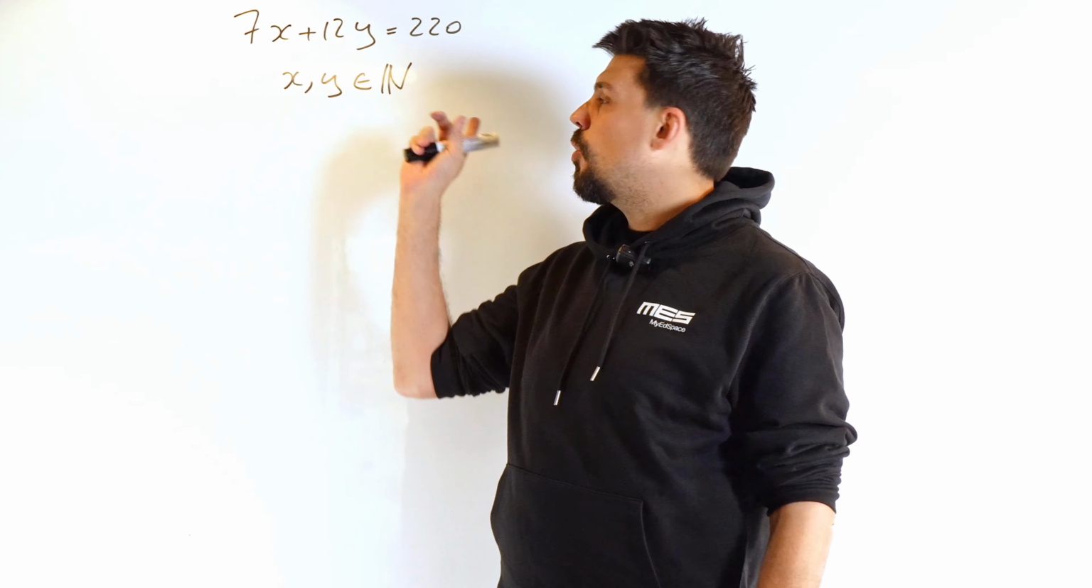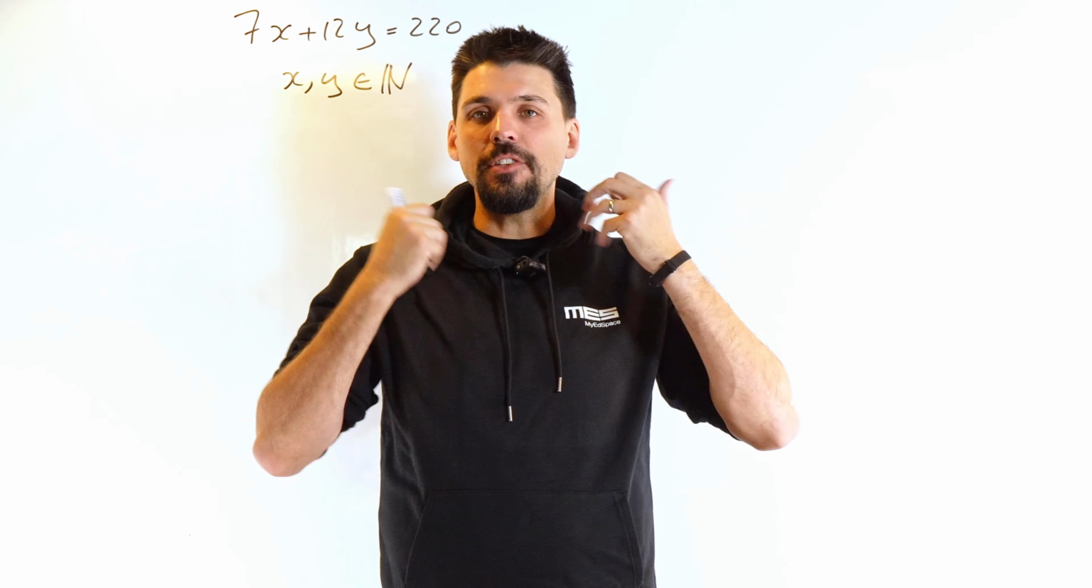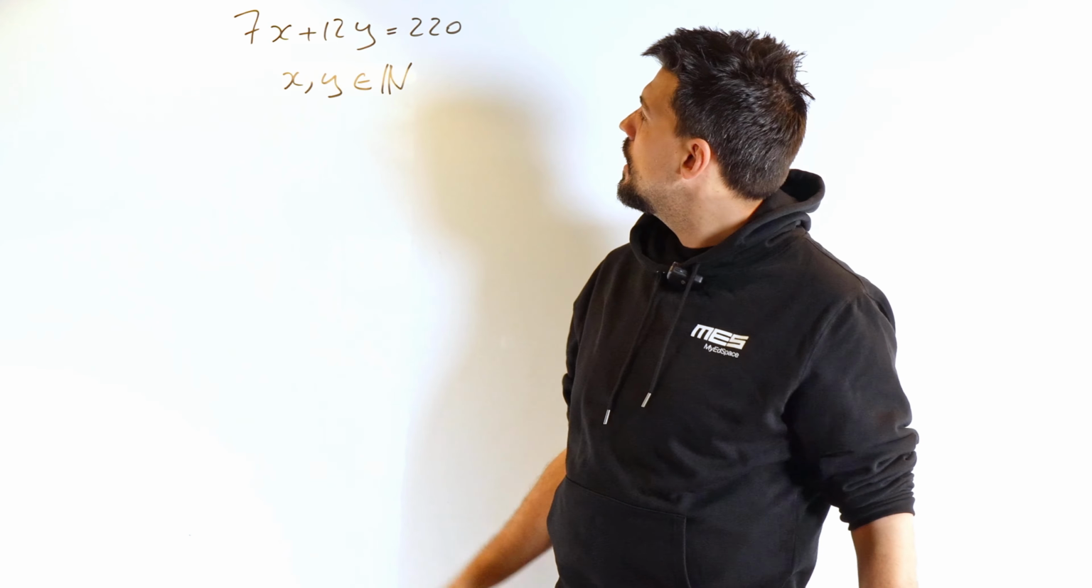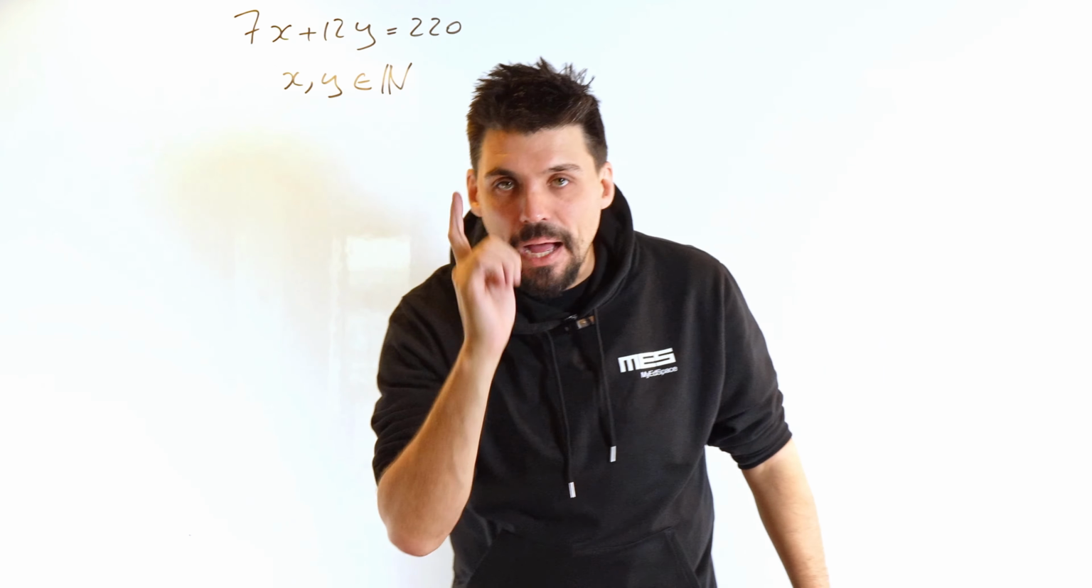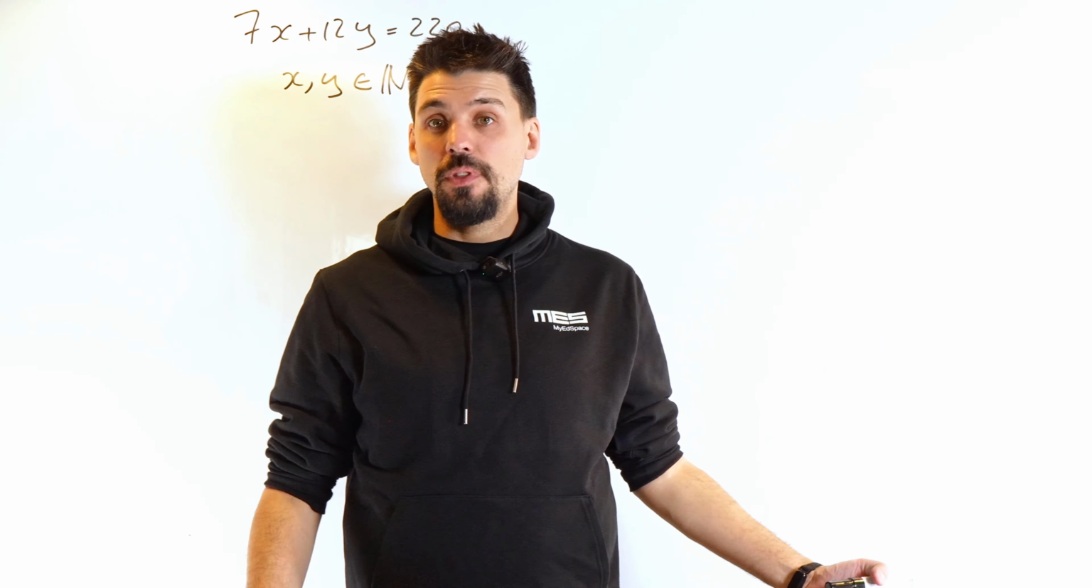Natural numbers equation, the sequel. You're here, you've been waiting for it, let's talk. So we're back to this same equation, 7x plus 12y equals 220, but x and y are both natural numbers.